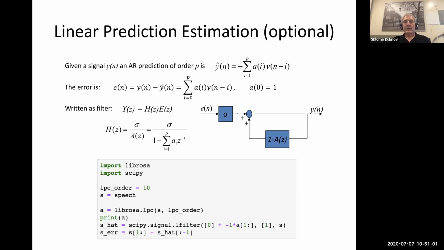This was used as a way to encode speech and do vocoding for transmission purposes, for communication purposes. So what is a linear prediction?